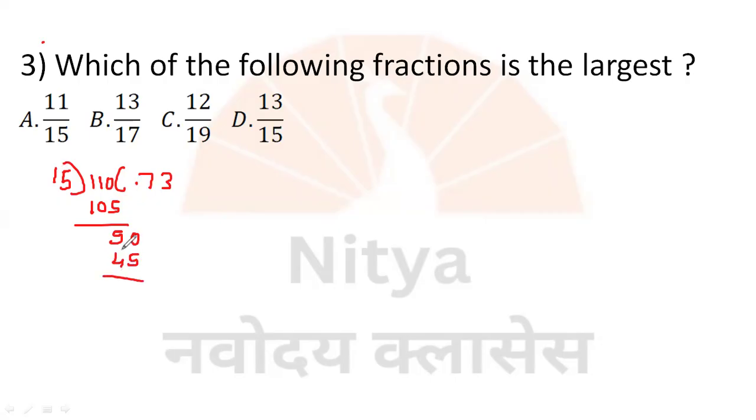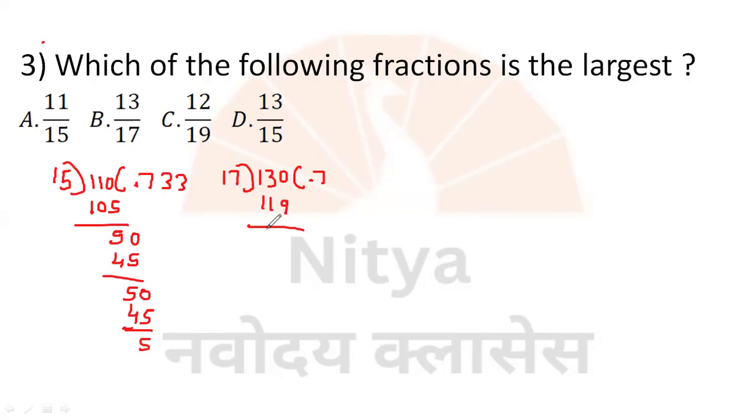And then take a 0. 50 minus 45 is 5, and again 0. It means that it continues. Okay. So you have to leave it here. So 0.733. Okay. Next, divide 13 by 17. So 13 is smaller than that. So point and 0. 17 sevens are 119.